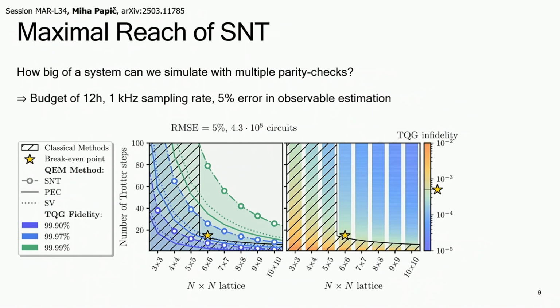Now, this break-even point where a quantum computer might start to really compete against what we consider to be a very good classical algorithm appears at the 6x6 lattice size and 15 Trotter steps-ish. And the 2-qubit gate fidelity that you would need to get there is essentially something like 99.95%.